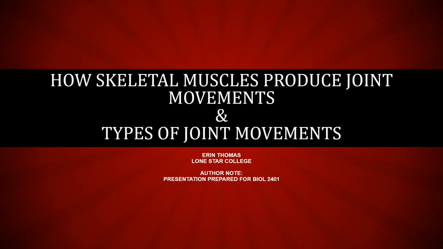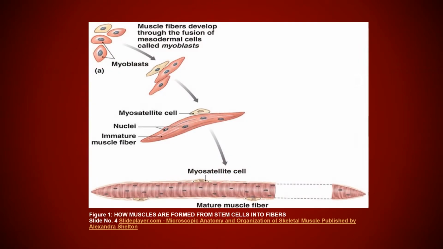How skeletal muscles produce joint movements and types of joint movements. Embryonic stem cells in the body differentiate into muscle cells. Muscle tissue forms after receiving signals from fibroblast growth factor, serum response factor, and calcium. Myoblasts are formed and then fuse into multinucleated myotubes, which then create the muscle tissue.